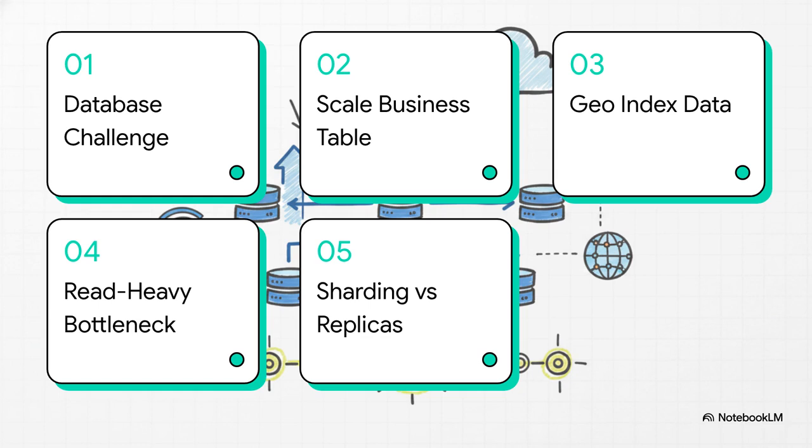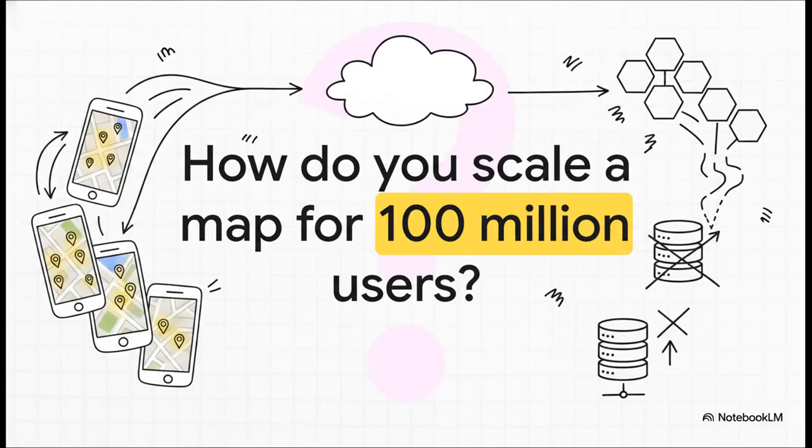Okay, let's just do a quick run-through of our agenda so we know where we're headed. First, we'll look at the Proximity Database Challenge. Second, scaling the business table. Third, we'll get into structuring geospatial index data. Fourth, we'll diagnose the read-heavy bottleneck. And finally, number 5, we'll look at sharding versus read replicas. Let's dive right in.